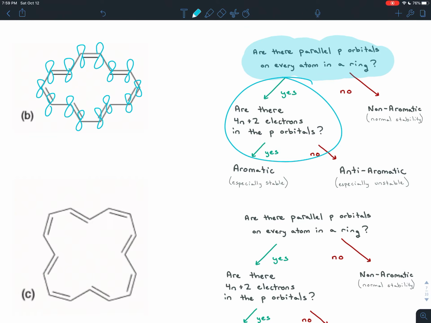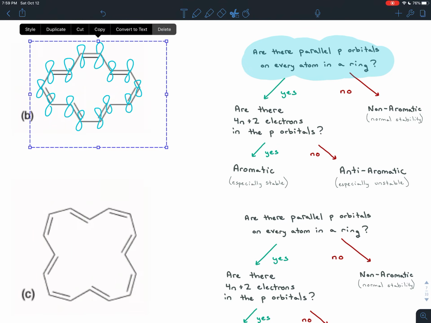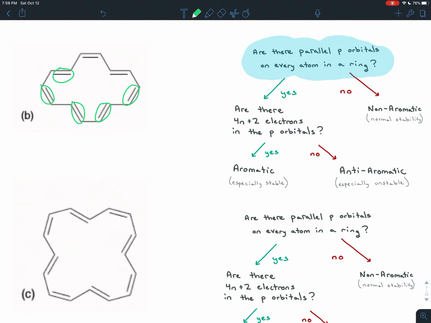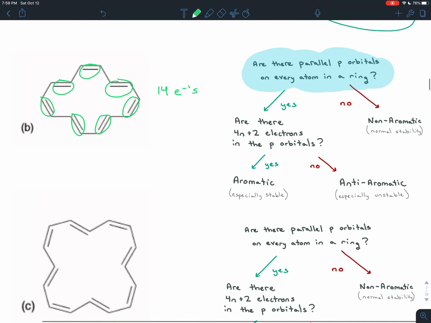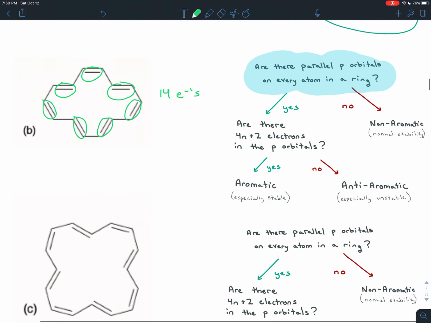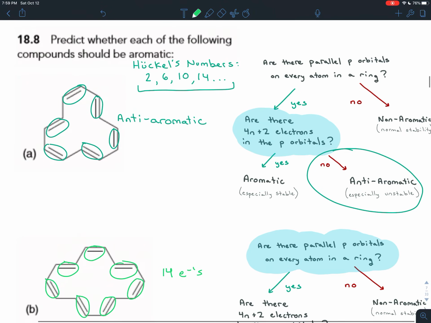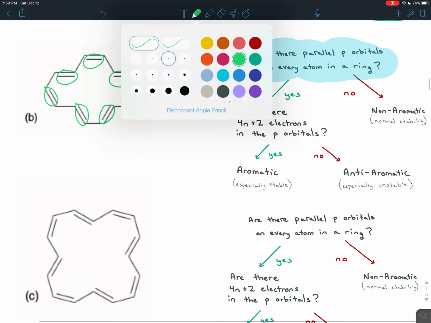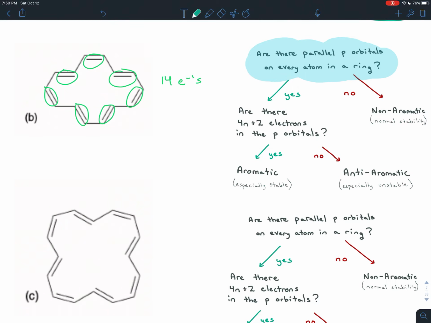So then we go to the next question. Do we have a Huckel's number of electrons? Do we have 4n plus 2 electrons in those p orbitals? So let's get rid of the p orbitals just so we can see the electrons a little bit more clearly. Here we have 2, 4, 6, 8, 10, 12, 14. We have 14 electrons in those p orbitals. 14 electrons is a Huckel's number.